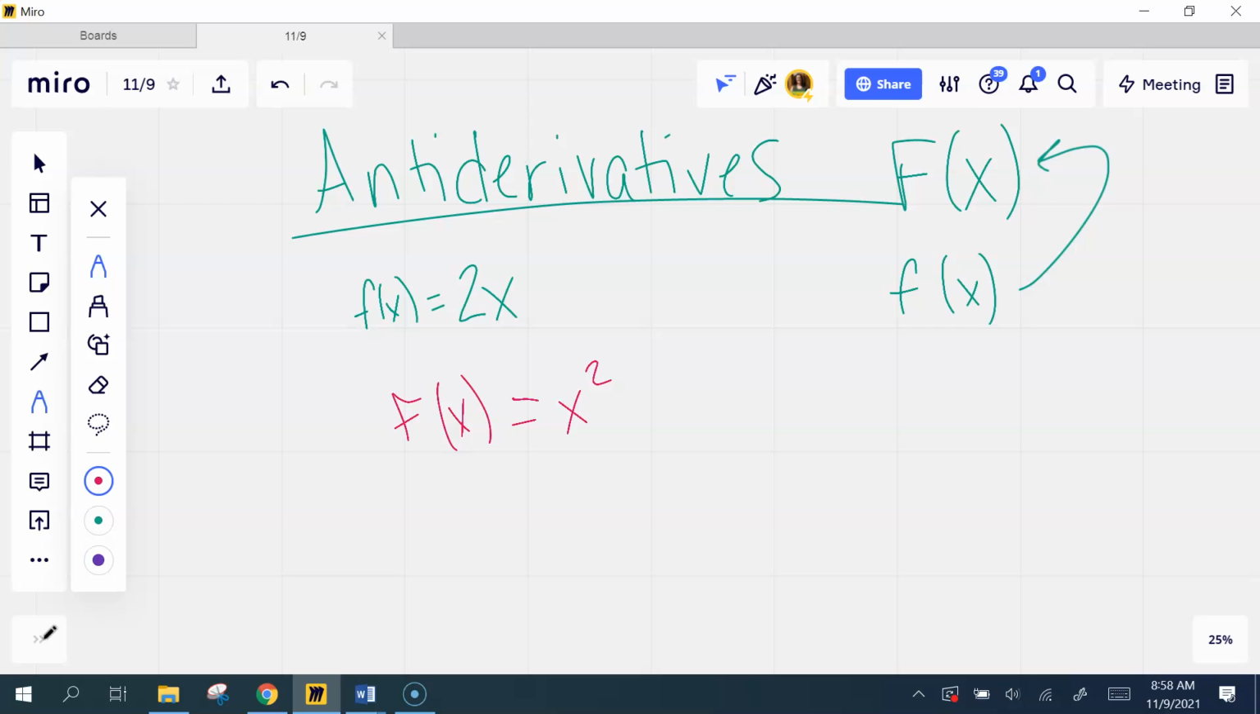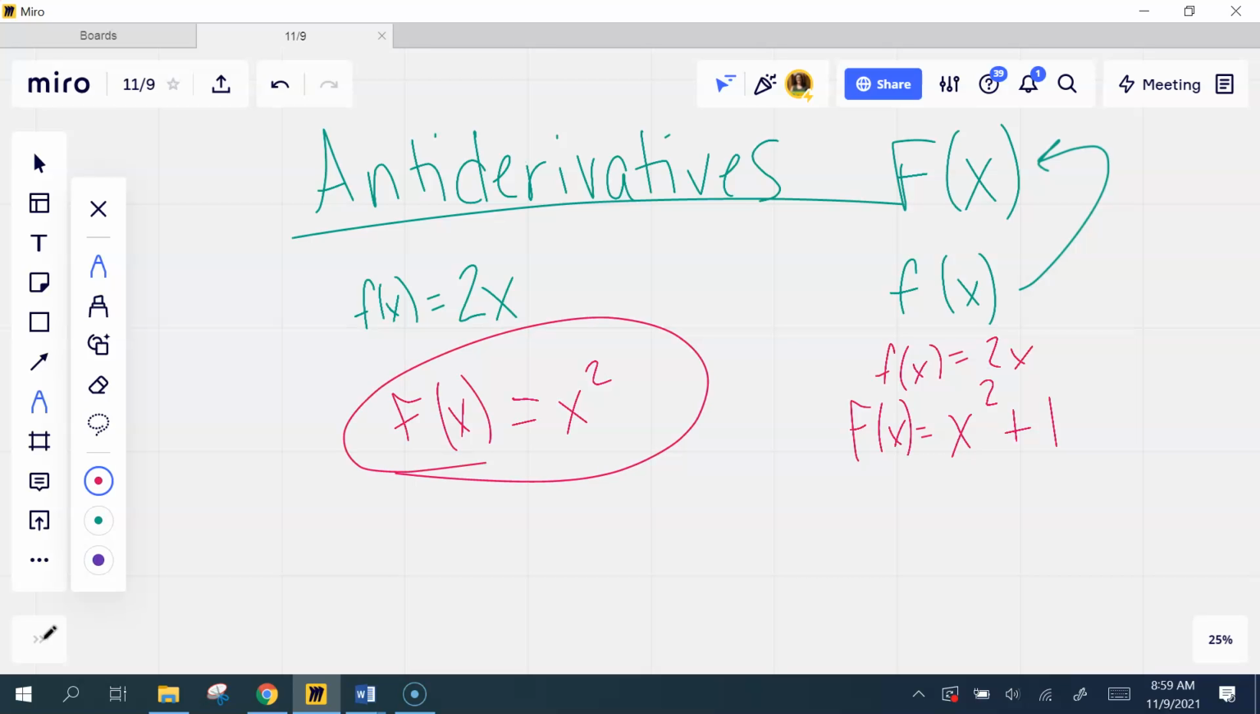Does anybody disagree? Please don't ever do that. What's the derivative of x squared plus 1? The regular derivative? 2x. But you told me it had to be x squared. But how do we know if it's the same thing?